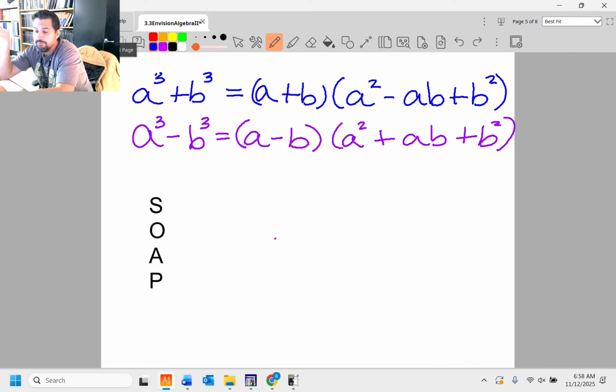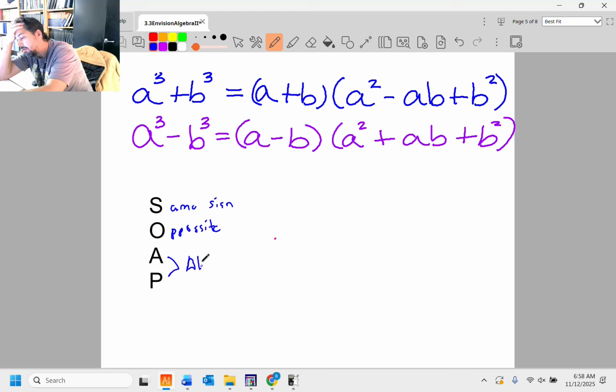And here's your acronym, SOAP. You'll notice that the lettering is always the same in these two things. It's signs that change. So you have an acronym called SOAP. Same sign. Notice a plus starts with a plus, a minus starts with a minus. Opposite. A plus, the very next one is opposite. A minus, the very next sign is opposite. AP, you put them together, always positive.